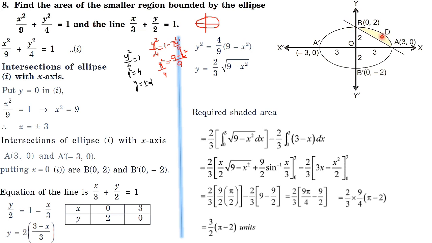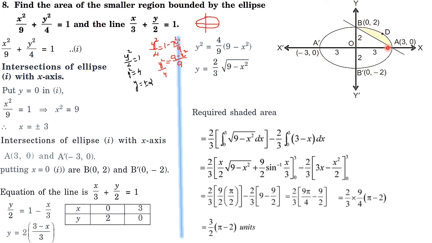See, when this line comes into the ellipse, what will happen? This entire ellipse is divided into two portions. One is the upper portion of the line, another one is the bottom portion of the line. So the smaller portion, the smaller region, means this is the smaller region. Okay, this is the area we need to calculate. How do we calculate this area? You see this portion, it is just like a sector. Of course it is not a sector, but this is the one.